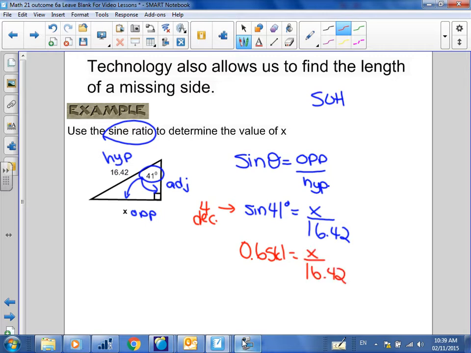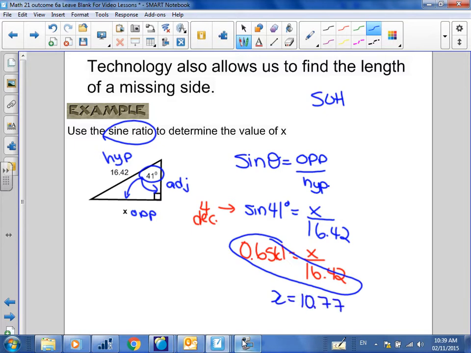At this point, we do something called cross multiplication. These 2 numbers get multiplied together. 0.6561 multiplied by 16.42. We get x equals 10.77.